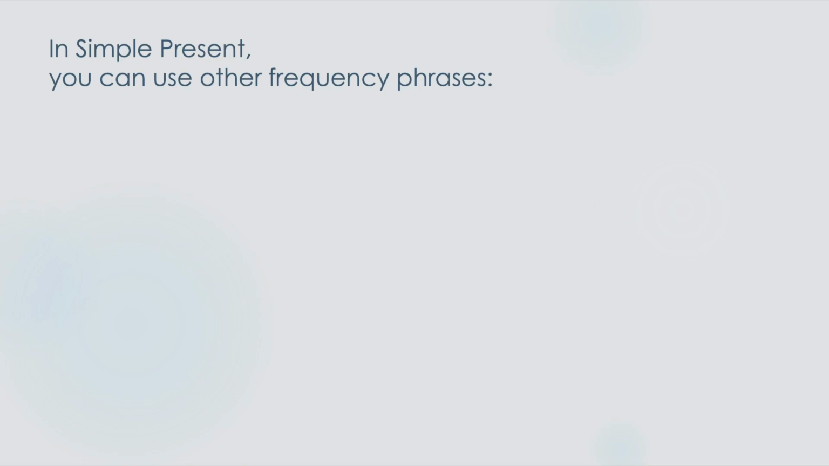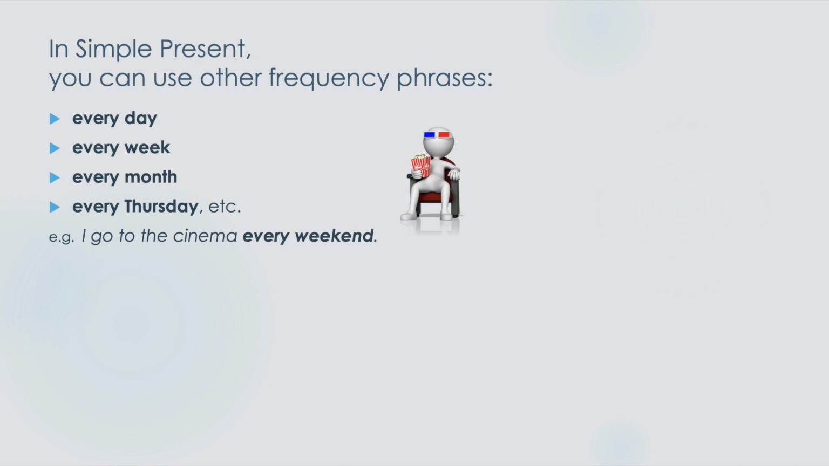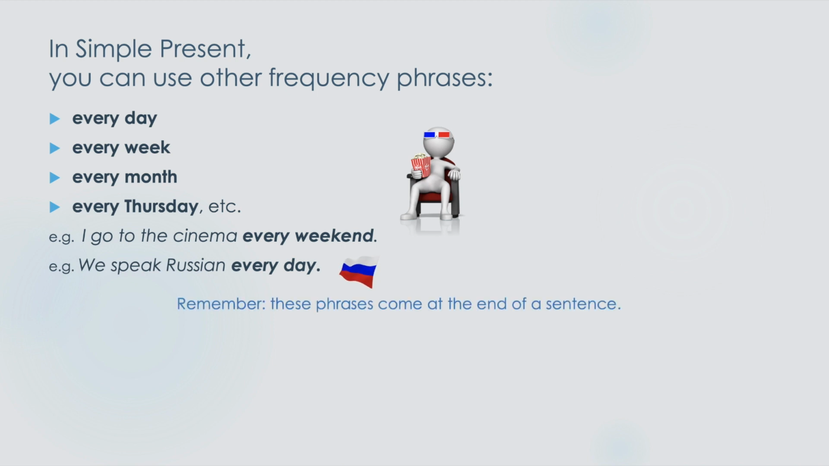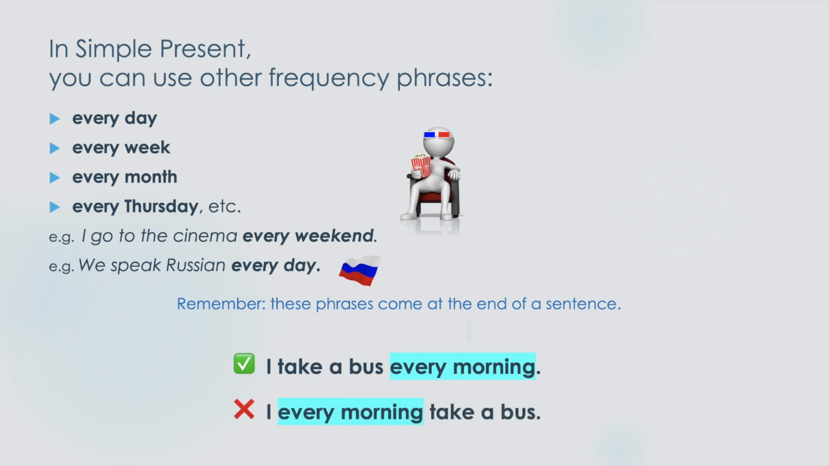In simple present, you can use other frequency phrases. Every day, every week, every month, every Thursday, etc. For example, I go to the cinema every weekend. We speak Russian every day. Remember, these phrases come at the end of a sentence. I take a bus every morning, not I every morning take a bus.